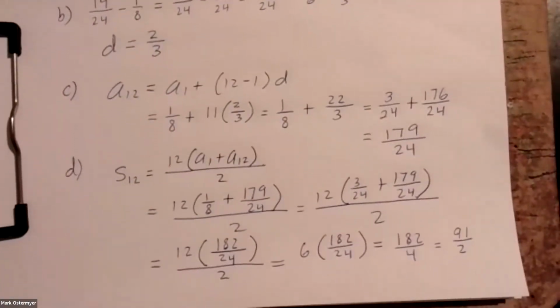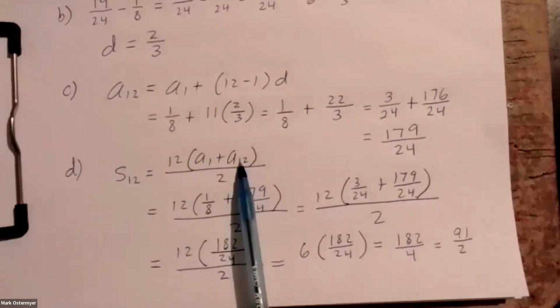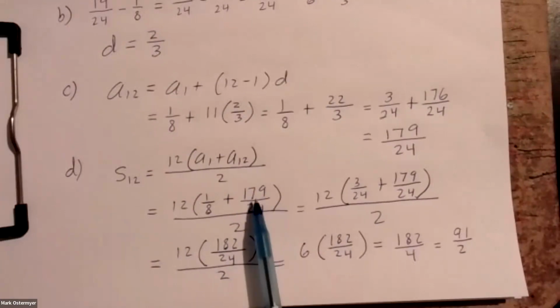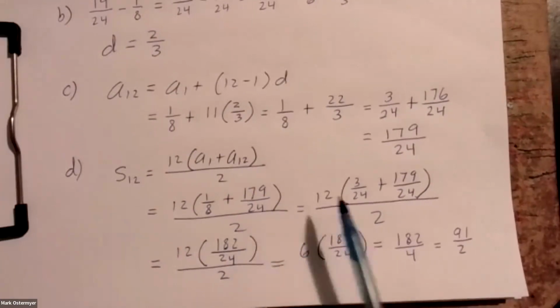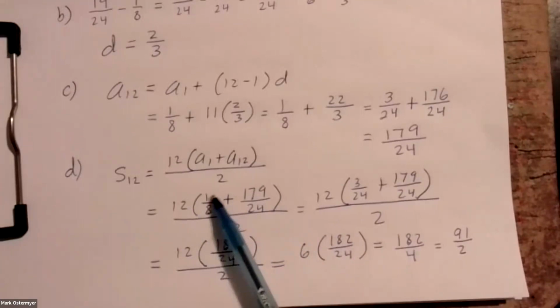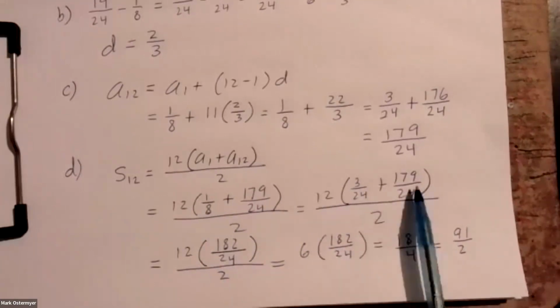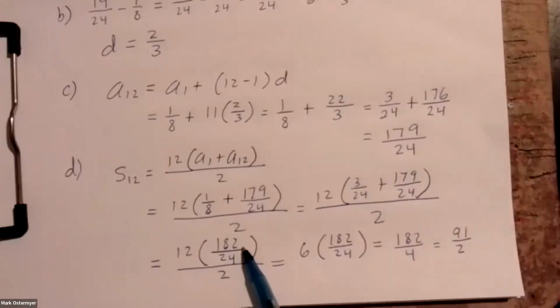To find the sum of the first 12 terms, we use our formula where n is 12. We need to know our first term and our 12th term. The first term is 1/8. The 12th term we found in the previous problem is 179/24. 1/8 plus 179/24 forces me to get a common denominator of 24, multiplying 1/8 by 3/3 to build it up to 3/24. 3/24 plus 179/24 is 182/24, times 12.